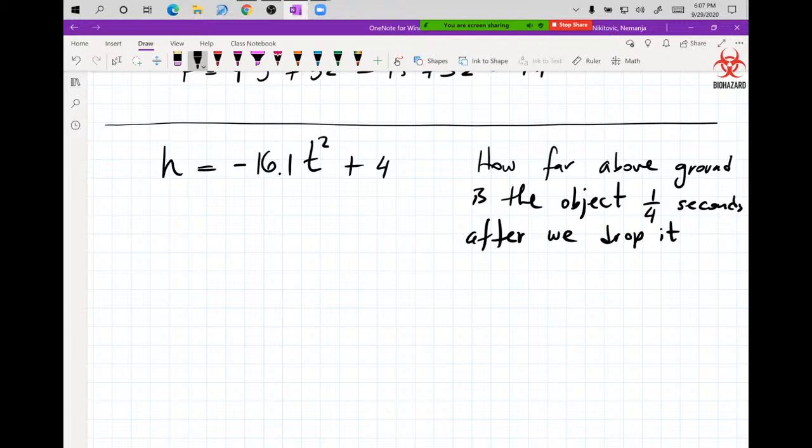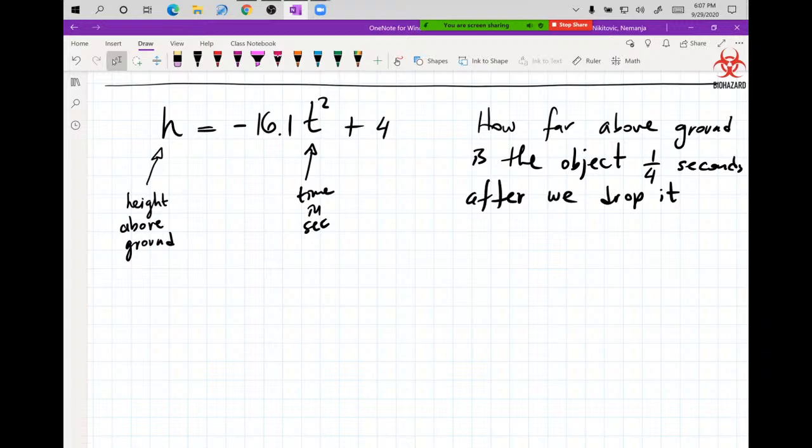Okay, so how far above the ground is the object? Well, this is the height of the object above ground, and this is your time in seconds. So all you need to do is to plug in 1/4 for t, and you're done. All of the equations in this section have two variables, and all you need to do is to plug in your number and calculate the value.